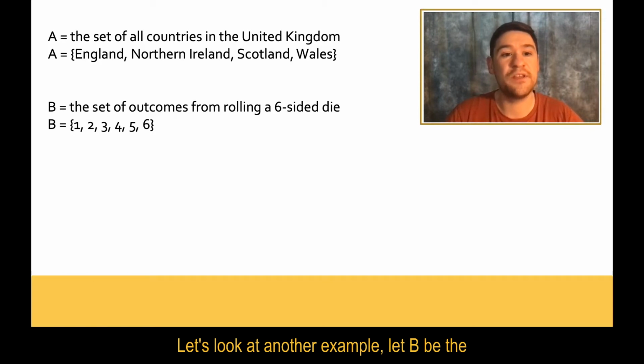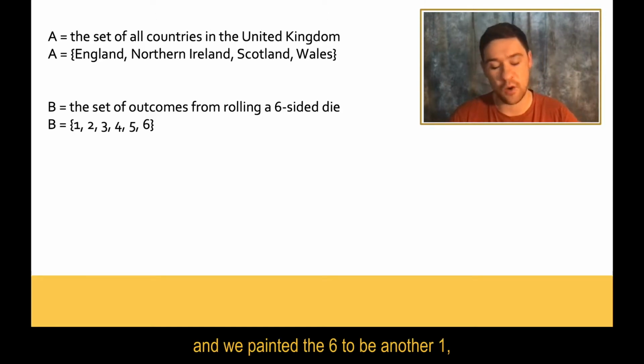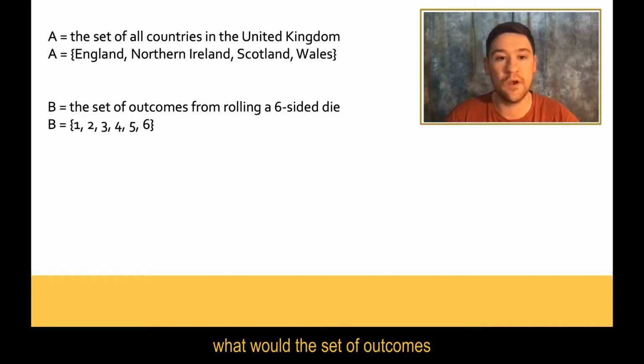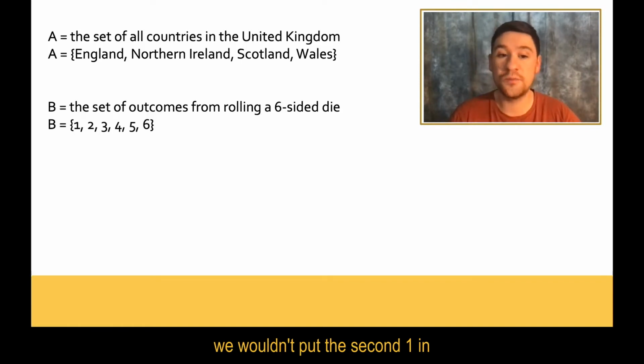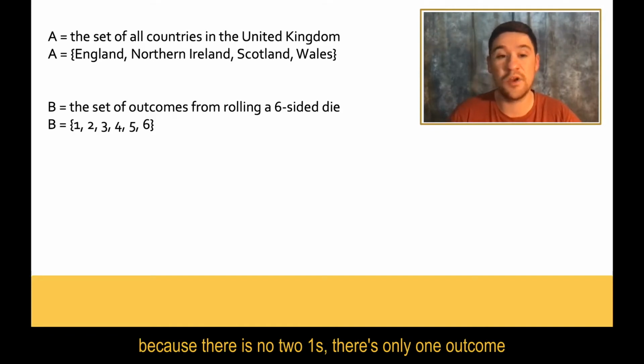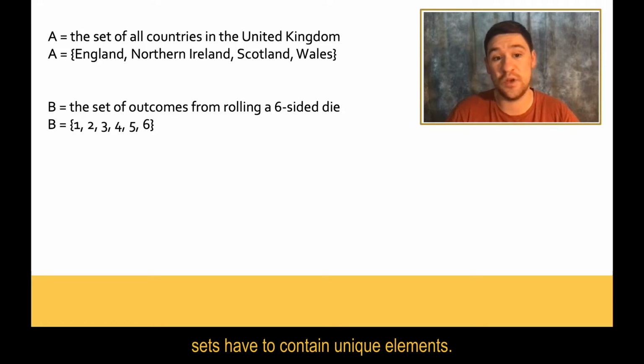Let B be the set of outcomes of rolling a six-sided die. Imagine we took that die and we painted the 6 to be another 1. What would the set of outcomes then be? Well, it would be 1, 2, 3, 4, 5. We wouldn't put the second one in because there are no two ones. There's only one outcome 1. There are just two ways of getting to it. So again, sets have to contain unique elements.